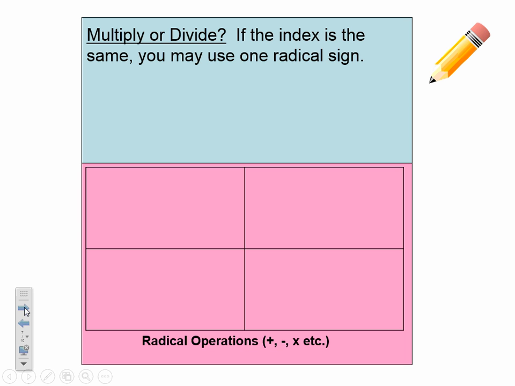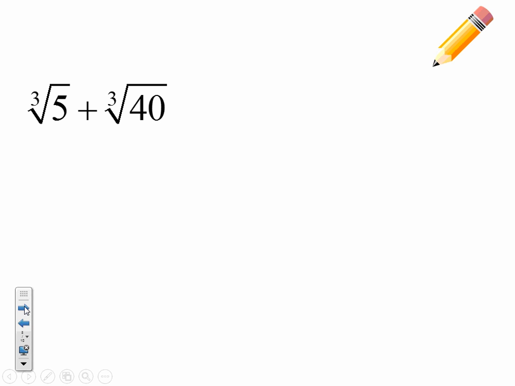So we've talked about multiplication, we've talked about division. What about adding and subtracting? So here's our third example. What if we have a cube root of 5 plus a cube root of 40? A lot of people would think, hey, make it a cube root of 45. But you can't do that. With addition and subtraction in algebra, you guys, we got to make sure we have like terms. Okay, things have to be alike before you can add them together.